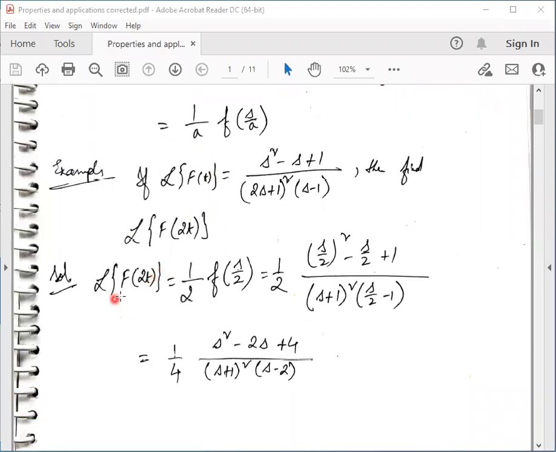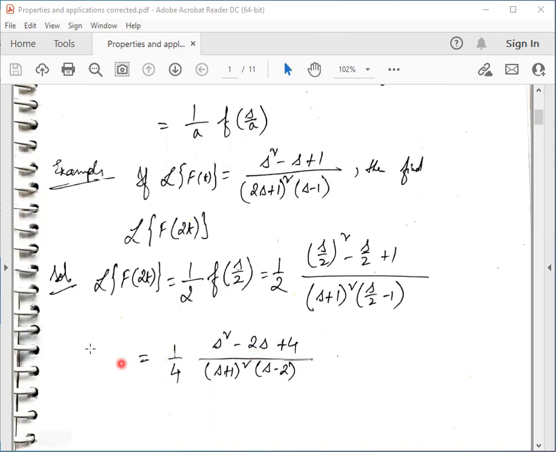So the Laplace transform of f of twice t is 1 by a, that is 1 by 2, times f of s by a. So you write 1 by 2 here, and wherever you come across the variable s, you replace it by s by 2. So this becomes s by 2 square, this becomes minus s by 2, this becomes s, and this becomes s by 2. We simplify this and get the final expression.